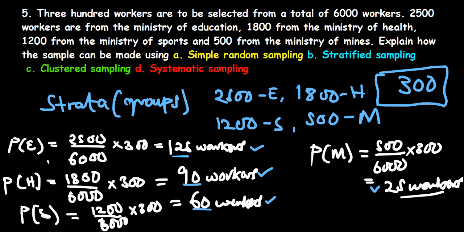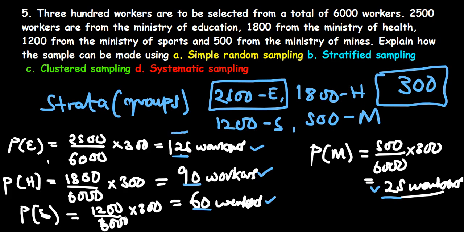Now how do you pick these 125, 90, 60, and 25? You pick these by using the random sampling method, and I taught you how to do that, right? So you're going to put these 2500 workers from the Ministry of Education, give them a unique number from 1 up to 2500, and then get the papers, put them in the box, shake, and then you pick the first 125 workers there.